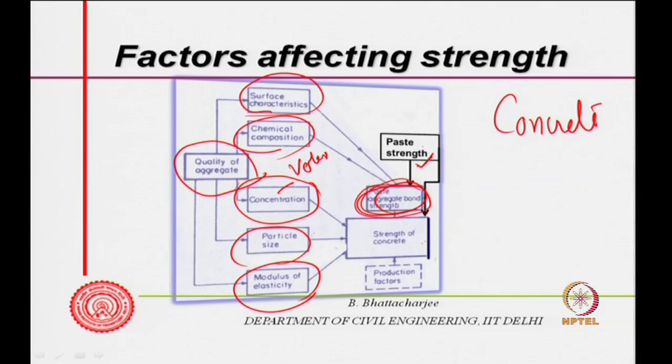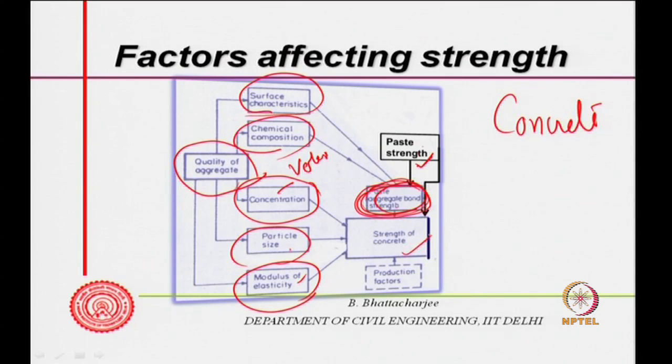Aggregate is a phase, bond is the other issue, aggregate itself is a phase. If it has got low modulus of elasticity or lower strength, cracks can pass through the aggregate itself. So, therefore, particle size, stress concentration, volume, all this governs strength of concrete together with the paste strength and paste aggregate bond. So, this is what we have discussed, and this diagram gives you the complete idea.